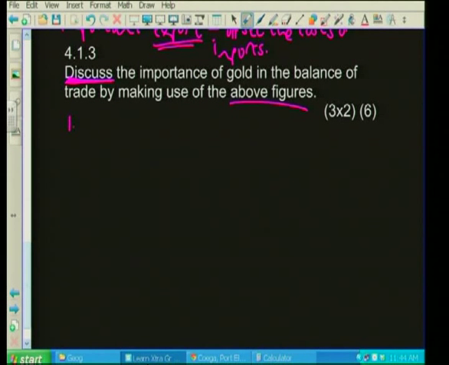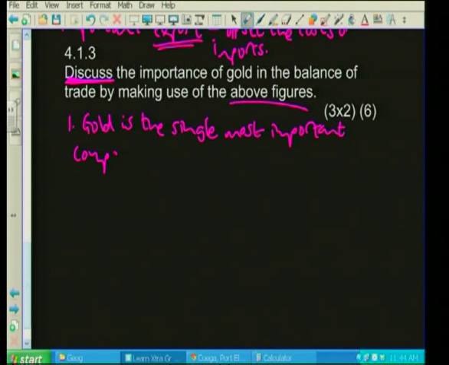Okay, first of all, we're going to say gold is the single most important export in South Africa. Gold is one of the most important things we export. And the value of gold obviously fluctuates on a daily basis. If you listen to the news, you hear how much the gold price is today, etc., etc.